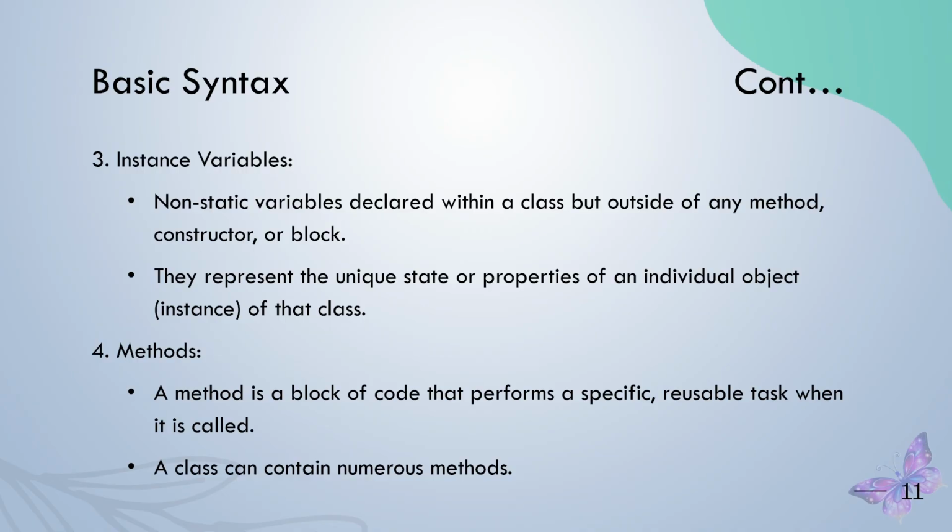What is a method? A method is a block of code that performs a specific reusable task when it is called. And a class can contain numerous methods. Simple thing is, once you create a method in a class, you can call that method from another class, and you can create multiple methods in one class. We'll see examples later on.